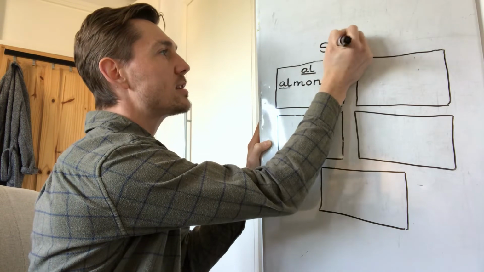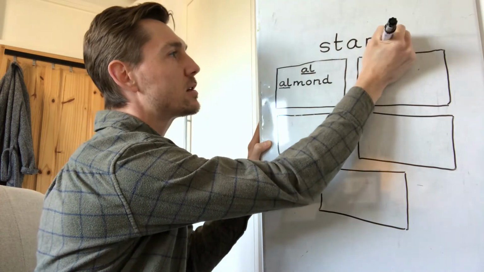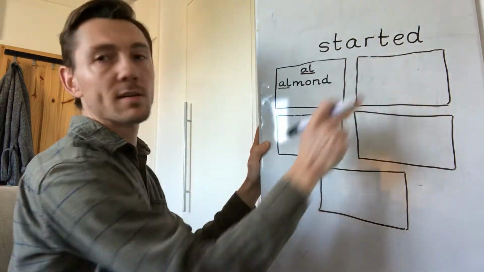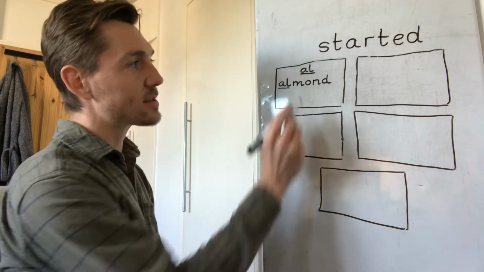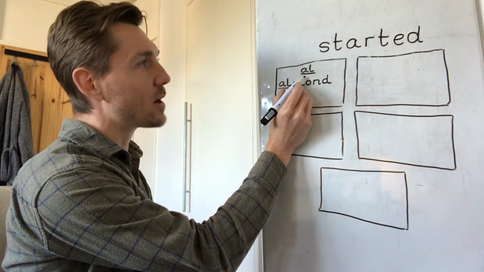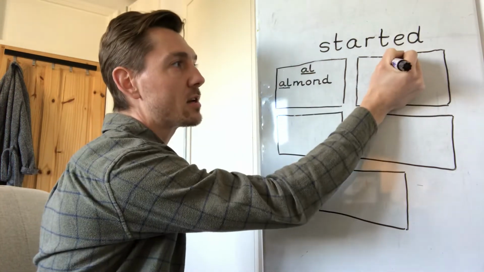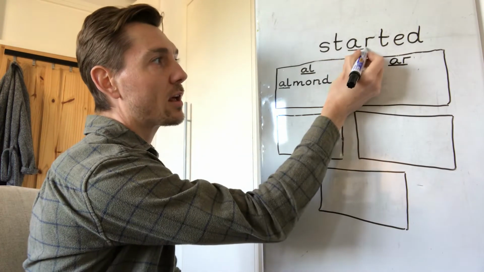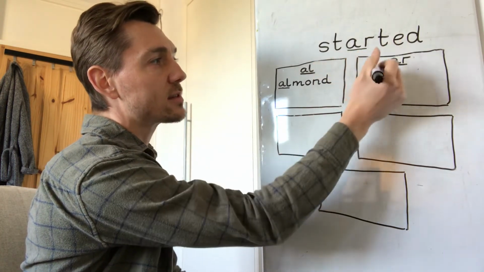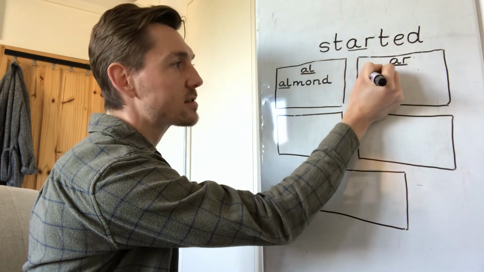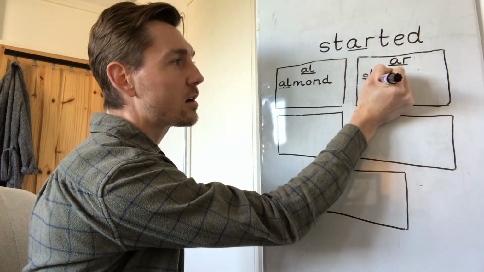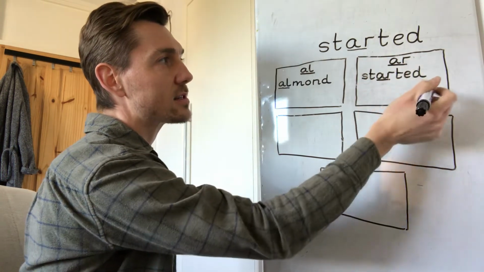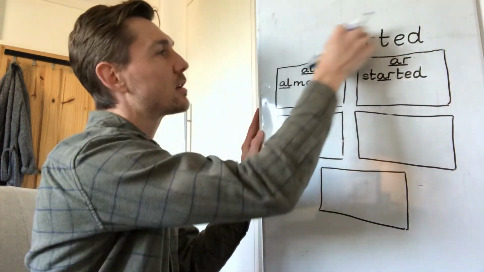After 3, the word is 1, 2, 3, started. So that's not the same spelling as almond, is it? The same R spelling. We did a new section. So we have the AR spelling in started, you're right. Start, id, started. So we say the sounds to write the word. St, R, t, ed, started, started. Okay.